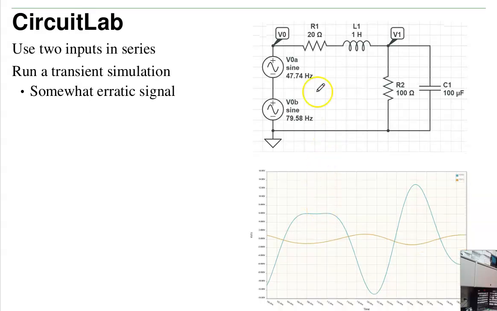I can check that in Circuit Lab. Build this in Circuit Lab. In Circuit Lab, I can't have two sine waves for an input, but I can just cascade them. When you cascade them, they add. So here's the first input, here's the second input, added together, driving V1. This is V0, this is V1. That's what it looks like. It's kind of weird. Can I come up with an equation for that?